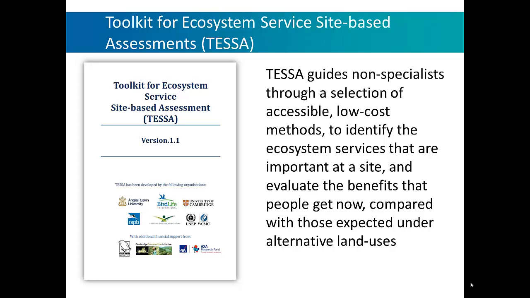So the toolkit itself at the moment is a downloadable document. I will provide the link later on in the slides. And as I said, it guides non-specialists through a selection of accessible and low-cost methods so that people can identify important ecosystem services at a site, evaluate the benefits that people get now, and compare those to the site under an alternative land use.